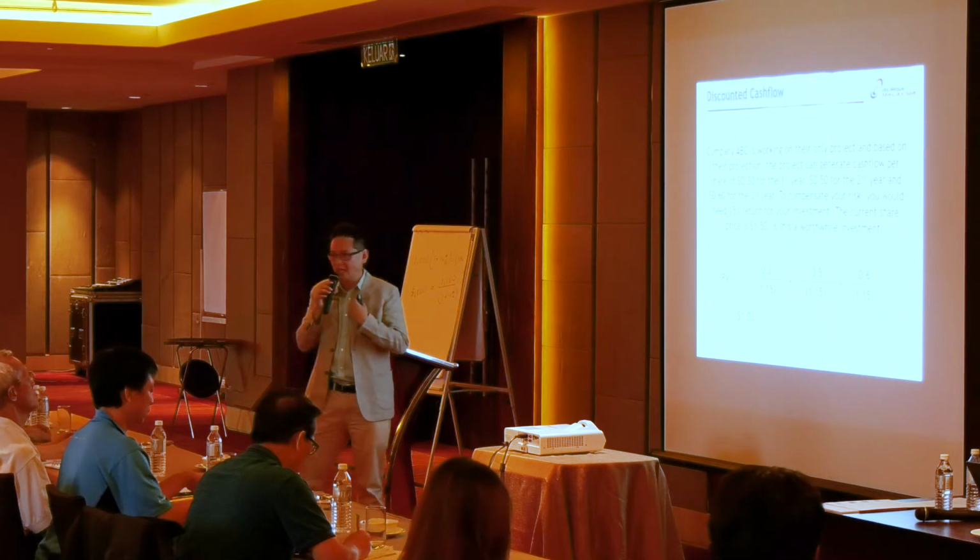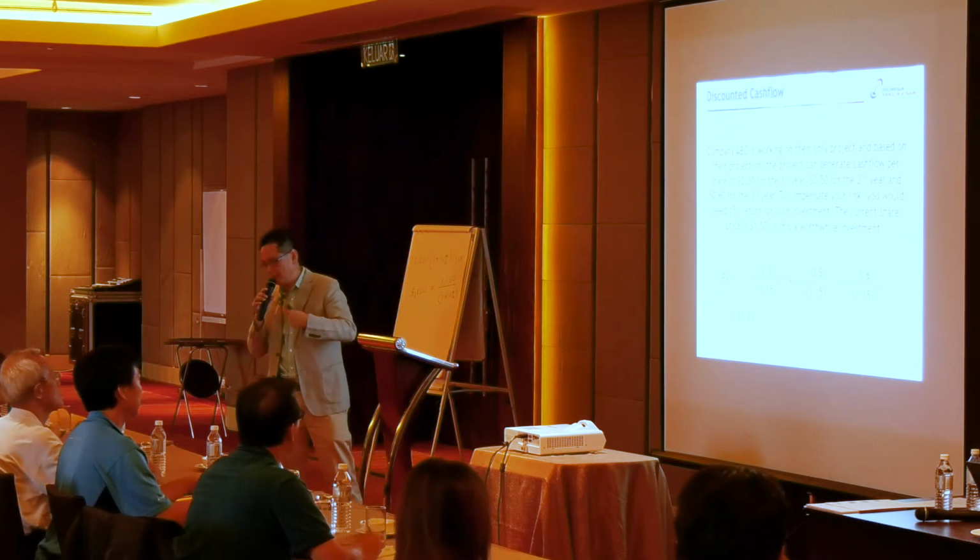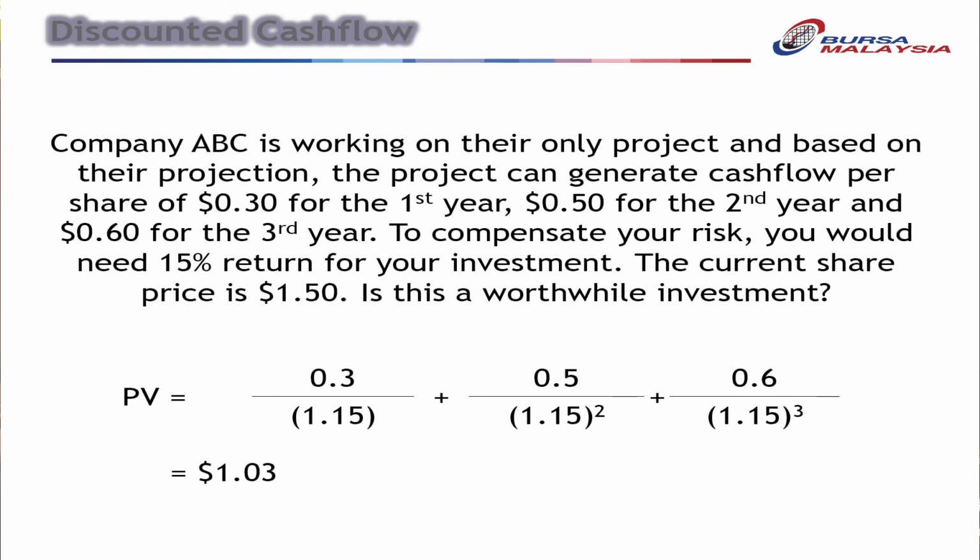So for analysts like us, when I analyze a stock, this is what I do. I find this thing called the cash flow. In this case, assuming this company only has one project, and based on the projection, the project can generate cash flow per share of 30 cents for the first year, 50 cents for the second year, and 60 cents for the third year. To compensate for your risk, you will need a 15% return. The current share price is 150. Is this a worthwhile investment?